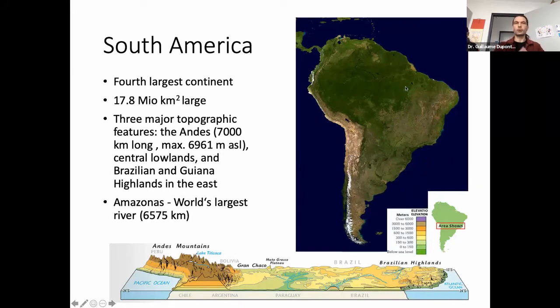So this is the largest area of South America, these lowlands, and the Amazon River is the largest river of the world. So we have very relevant topographic features. And here in the bottom of this slide, you see a cross section where this is visualized for this area south of the Amazon basin. So we have the Paraguay River here as one of the big rivers.